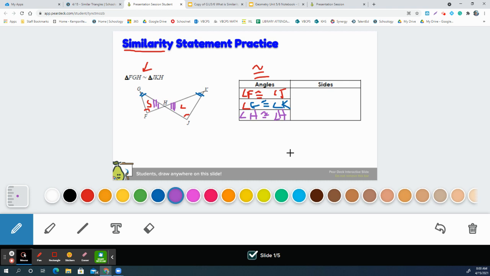Our sides, however, what sides go with what? What does GF go with over on the other triangle? KJ. So GF and KJ can go in a fraction together. Oh, I need another color. What about GH? What does GH go with? KH.